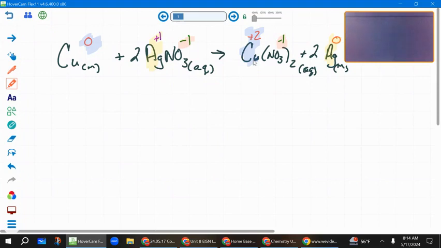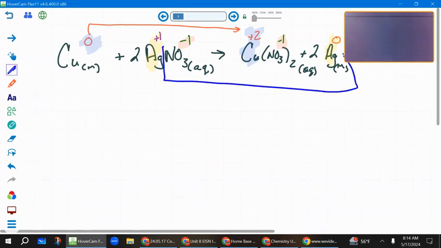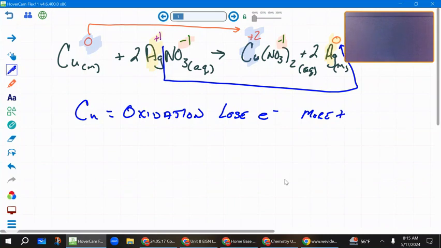So copper went from 0 to +2. Silver went from +1 to 0. Which one of those is oxidized? Which one of those is reduced? Copper is oxidized and silver is reduced. Why is copper oxidized? Because it lost 2 electrons. It loses electrons and becomes more positive. Good.